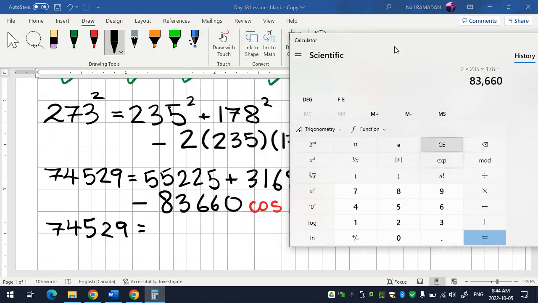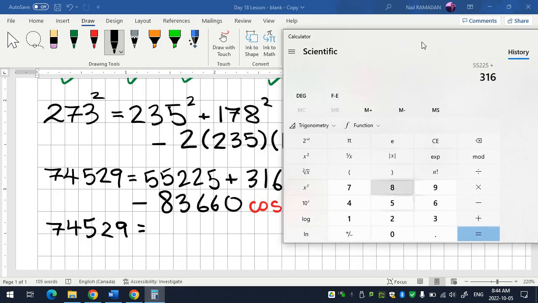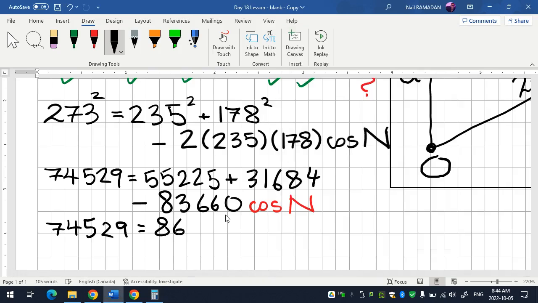All right. What's the deal with this? 55225 plus 31684. Okay, 86909. 86909 minus 83660 with the cosine.